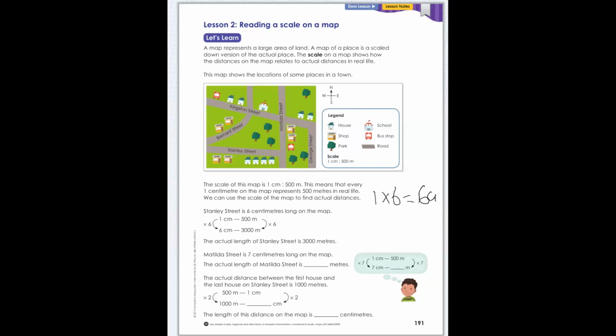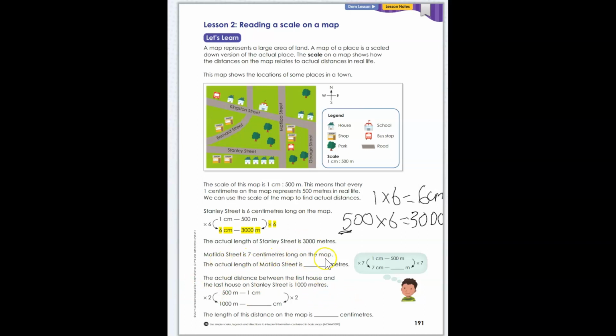6 centimetres. And they've gone 500 metres times 6 equals, and they've really only looked at the 6 times the 5 here, which is 30, and then they've added the 2 zeros to make the 3,000, because there's your 30 and there's the 2 zeros. So that's why here you have 6 centimetres equals 3,000 metres. I just want to highlight that for you guys. Okay, because it's been times by 6. I like this highlighter. So the actual length of Stanley Street is 3,000 metres.